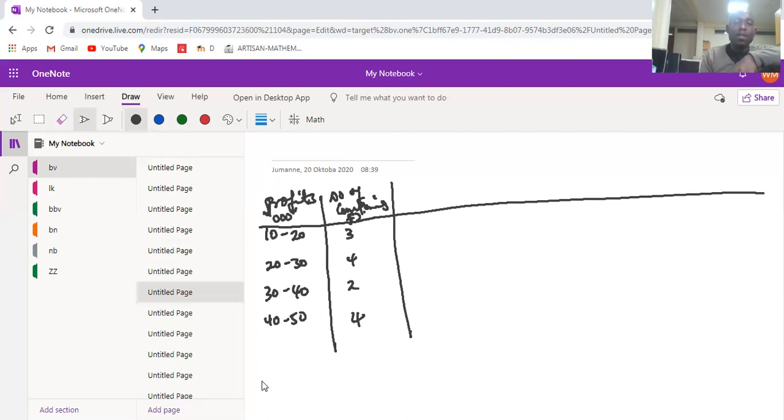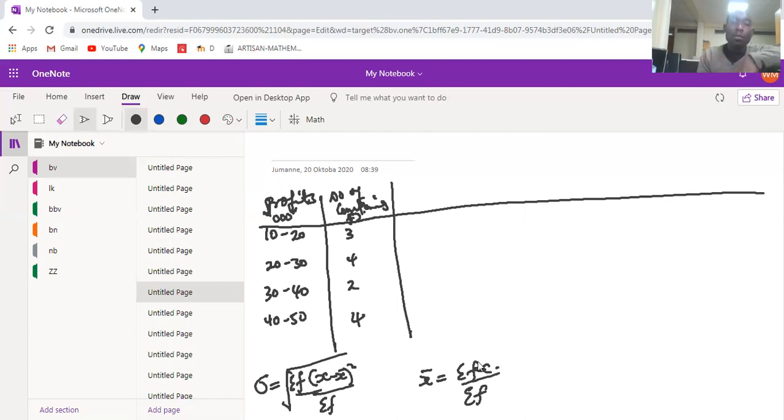The formula remains the same as the one that we have just tackled. The standard deviation is the same as the square root of f into summation of f into x minus x bar squared over the summation of f. So what you need to do is to get the x bar first. Remember, x bar, which is the mean, is the same as the summation of fx over the summation of f.